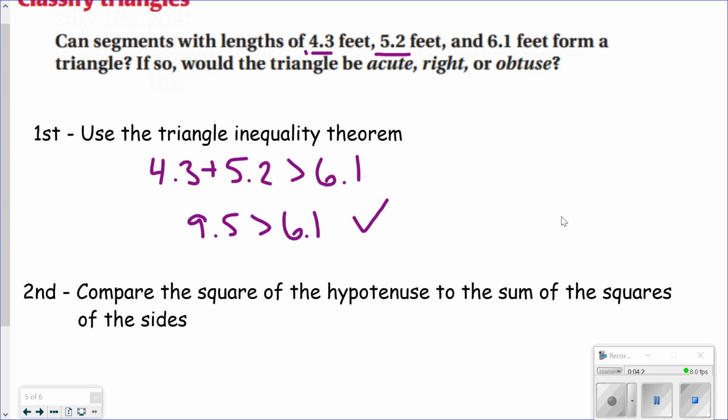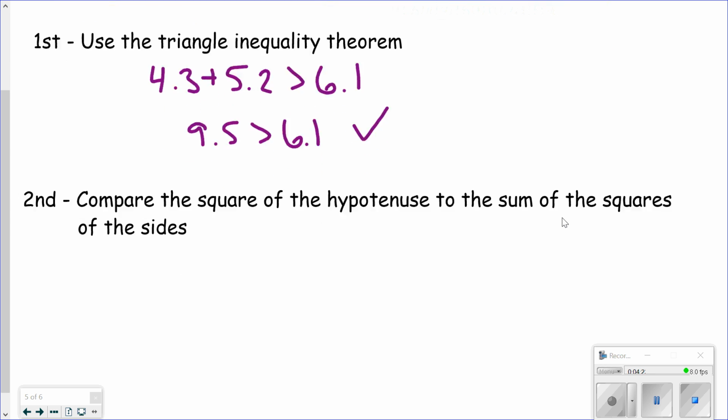So now I'm going to move on to step 2. What type of triangle do I have here? I already know that 6.1 was my largest side, meaning 4.3 and 5.2 are going to be my legs. So let's plug this into our equation. A squared plus b squared: how does that compare to c squared? Is it equal? Is it greater than? Or is it less than?